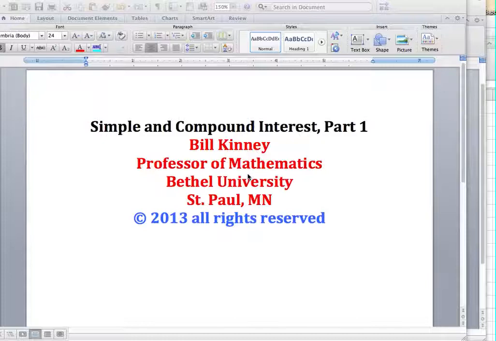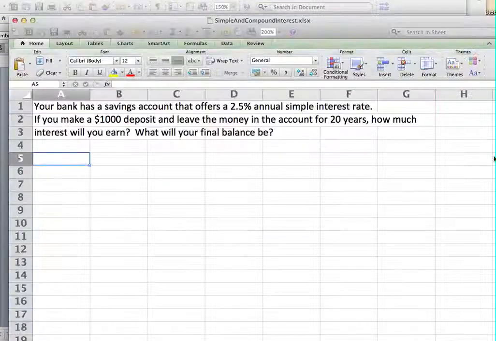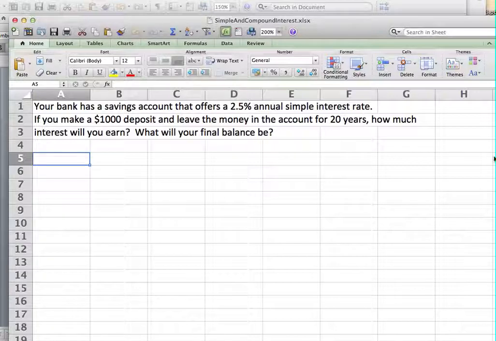Making about simple and compound interest. And we'll start with a simple interest problem. Suppose your bank has a savings account that offers a 2.5% annual simple interest rate. You make a $1,000 deposit, leave the money in the bank account for 20 years. Two questions: how much interest will you earn, and what will your final balance be?